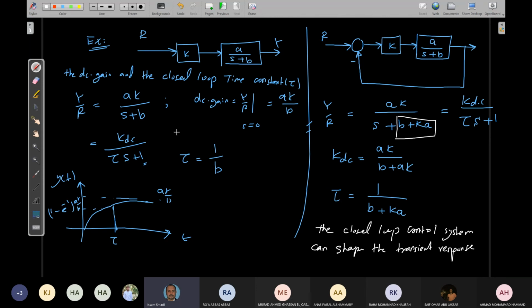Do you have any question? Dr. Shukas, what can shape the transient response? I can speed up the response. I can slow down the response. I can change the nature of the response.